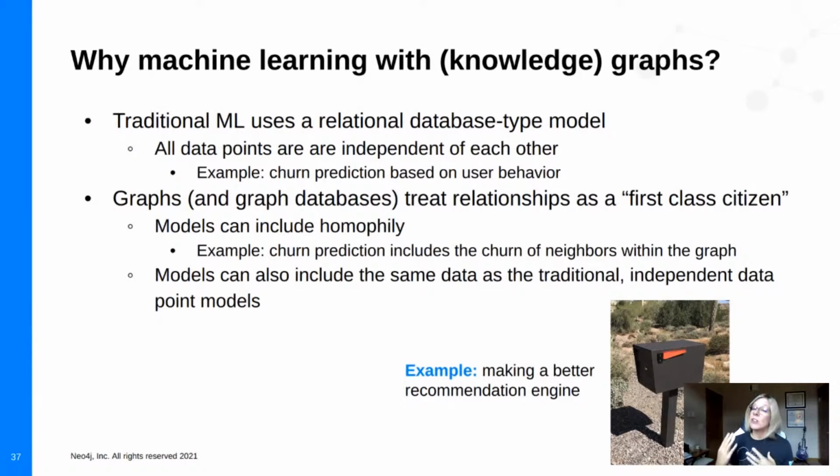The models can include the same data as our traditional machine learning set where we have independent rows, but now we have another vector that takes into account those relationships. And you'll see in a minute that that's really powerful.